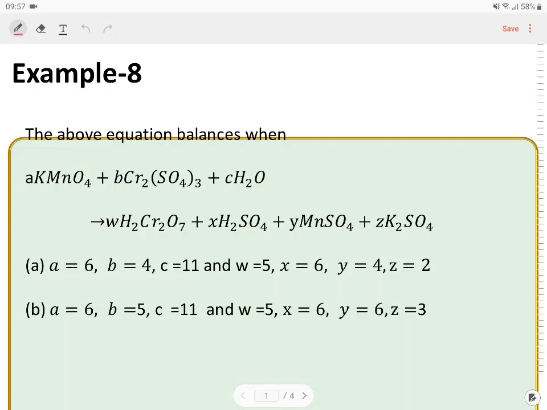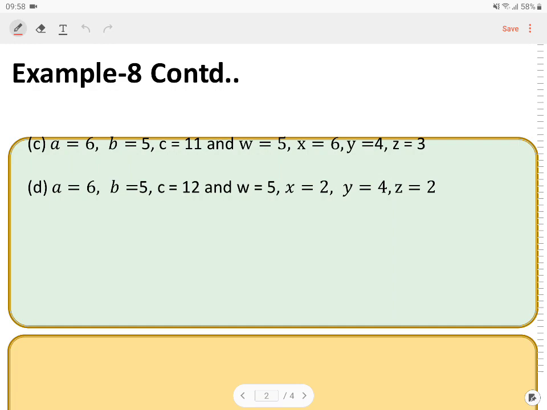Dear students, let us learn how to solve this question. The above equation balances when they have given an equation with the coefficients. That means we need to balance the equation and find the values of these coefficients A, B, C, etc. Now to balance this, they have not specified any method. It's your wish, you can apply anything.